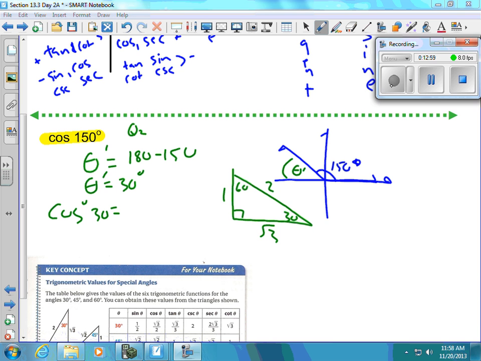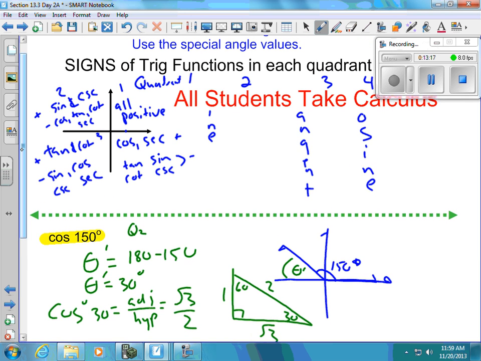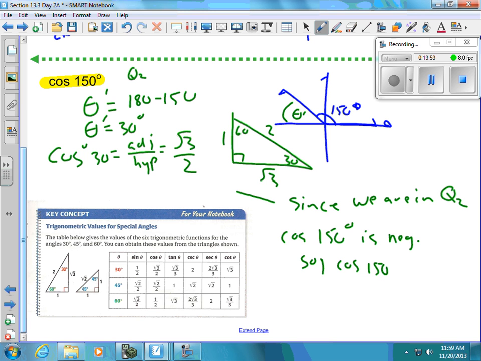So cosine is adjacent over hypotenuse. Our adjacent is the square root of 3, our hypotenuse is 2. That's what the cosine of 30 is. But we're going to use our All Students Take Calculus and look in quadrant 2, only sine and cosecant are positive. Cosine, tangent, cotangent, and secant are all negative. So since we're in quad 2, the sine of 150 is negative. Excuse me, cosine of 150 is negative. So the cosine of 150 degrees is negative square root of 3 over 2.